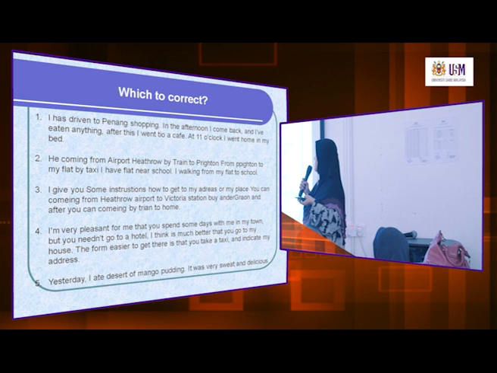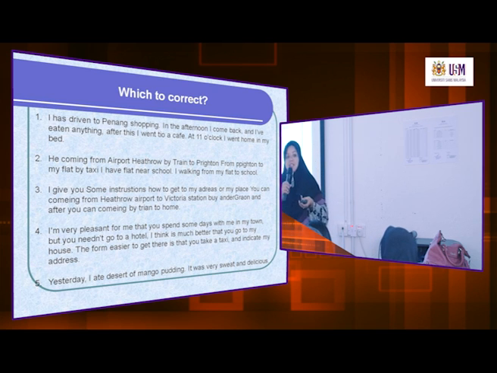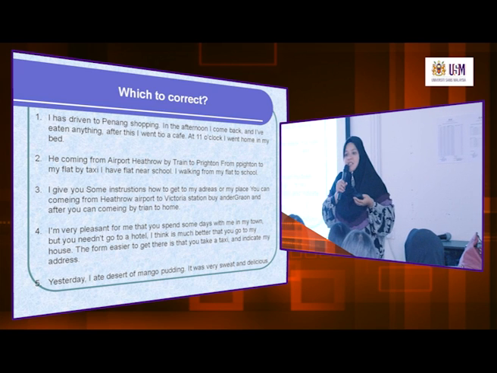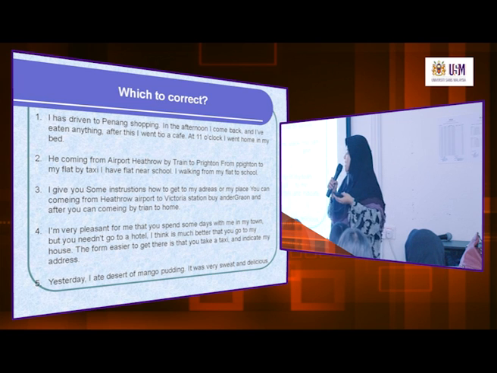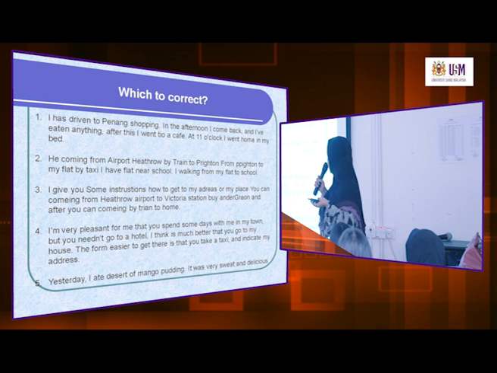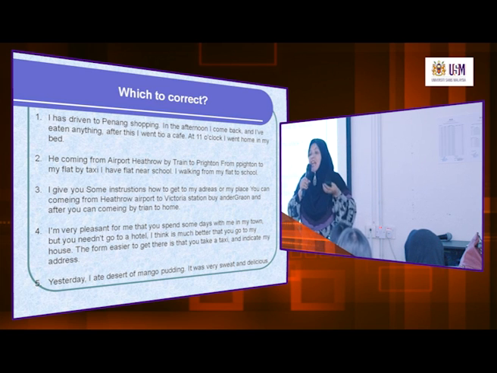Okay, I would correct, I have flat near school. It will mean something else. It means that you will have a puncture, or the taxi has a puncture near the school. Flat tire. If you say, I have a flat just now, meaning that I have a flat tire. So, from Brighton to my flat, by taxi, I have flat near school. Meaning, while you are going by taxi, the taxi breaks down because of a flat tire. So, the meaning changes. Okay?